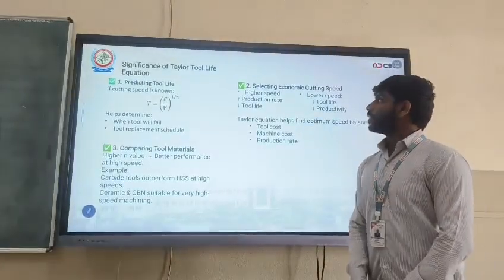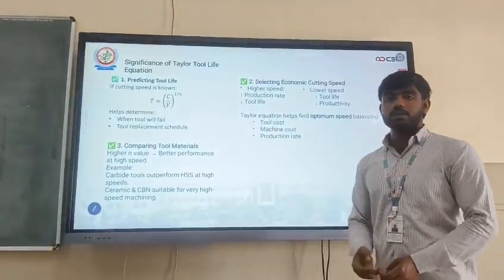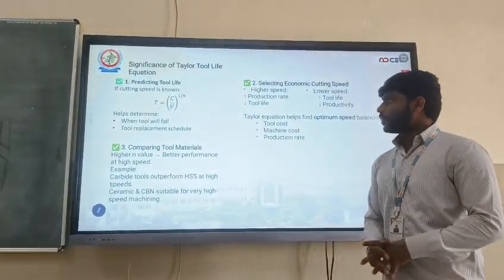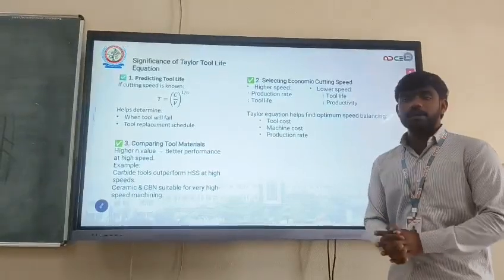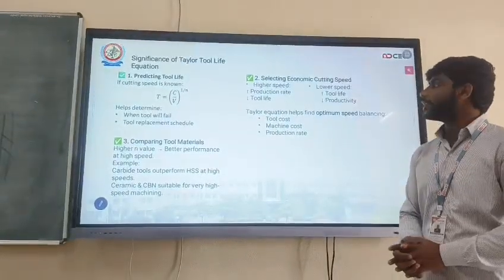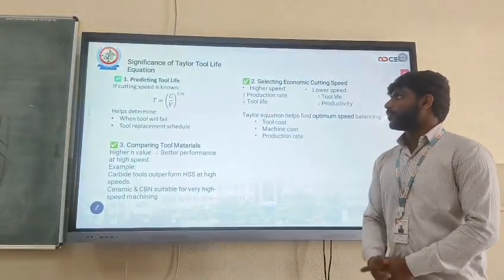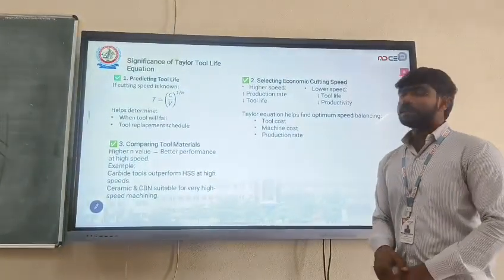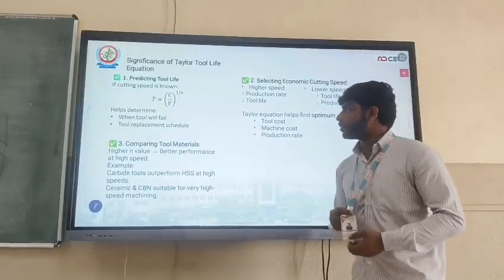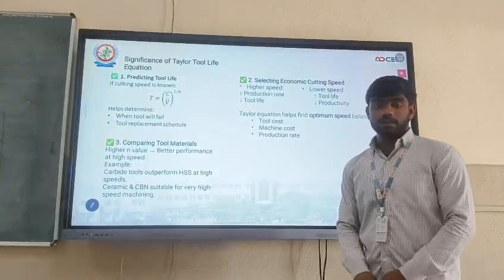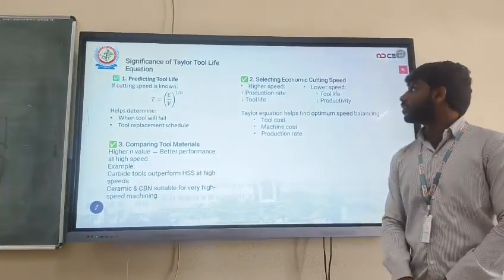The significance of Taylor's tool life equation. The first significance is predicting the tool life. If we know the cutting speed, we can predict the tool life by the formula T equals (C by V) raised to 1 by n. It helps to determine when the tool will fail and the tool replacement can be scheduled.